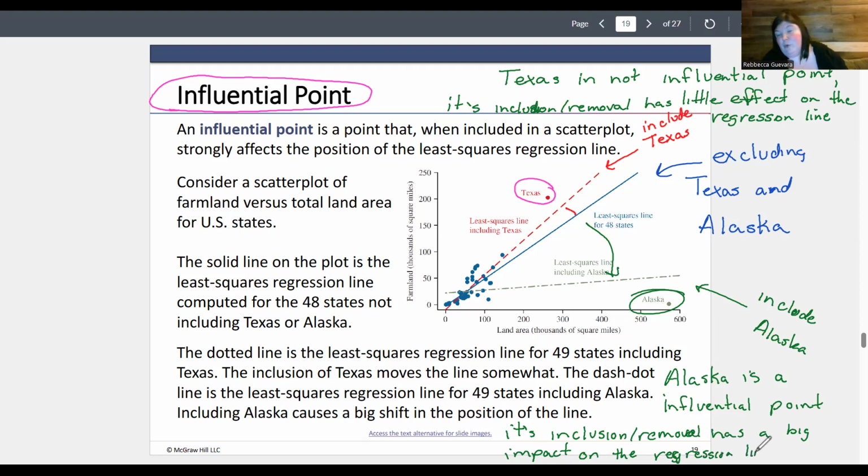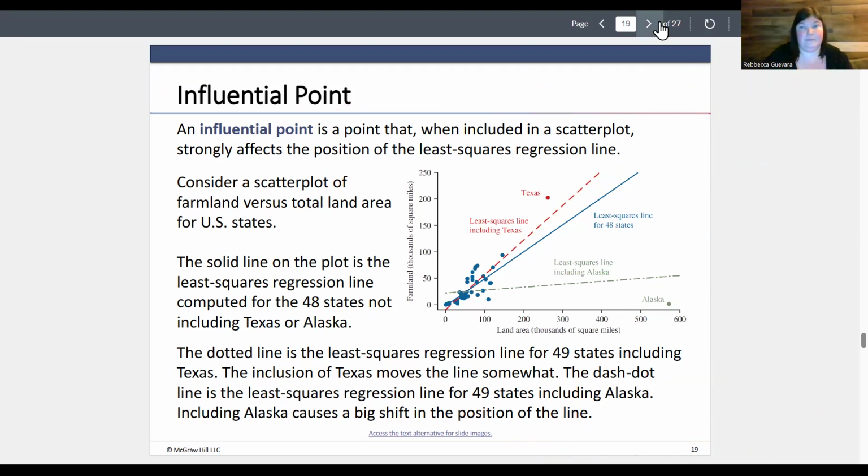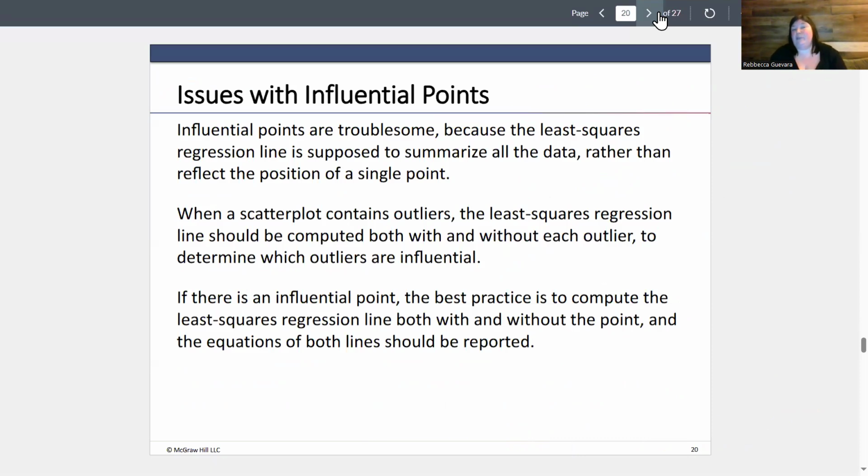We had measured this before, but we had measured it with a correlation coefficient. This time we're just doing it by looking at the regression line. If my regression line only moves a little bit, the point wasn't very influential. If my regression line moves significantly, then it is an influential point. Influential points can be troublesome because the least squares regression line is supposed to summarize all the data rather than reflect the position of a single point. When a scatter plot contains outliers, the least squares regression line should be computed both with and without an outlier to determine which outlier is influential.